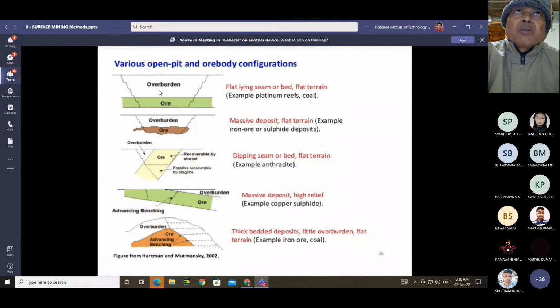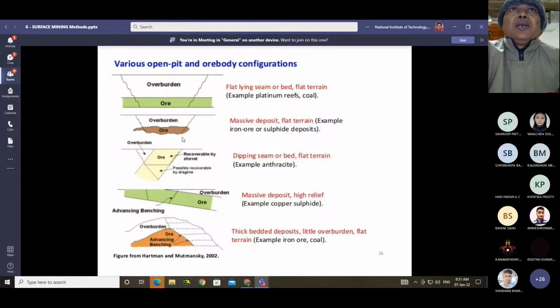This overburden material you have to remove to get the ore. That is why the stripping ratio is defined as the amount of overburden removed to get 1 ton of ore. To get 1 ton of ore, how much overburden you are removing, that is called your stripping ratio. Usually stripping ratio is expressed in cubic meter per ton of mineral.